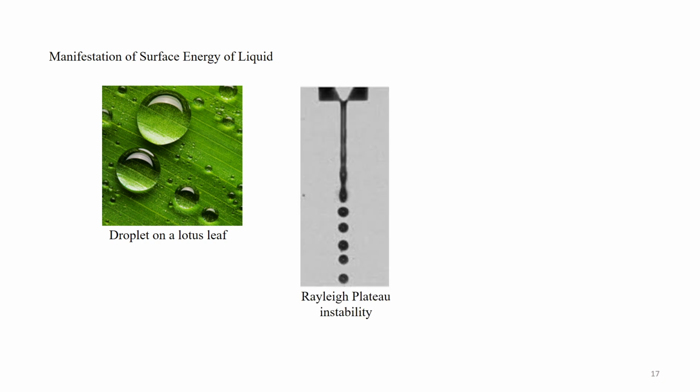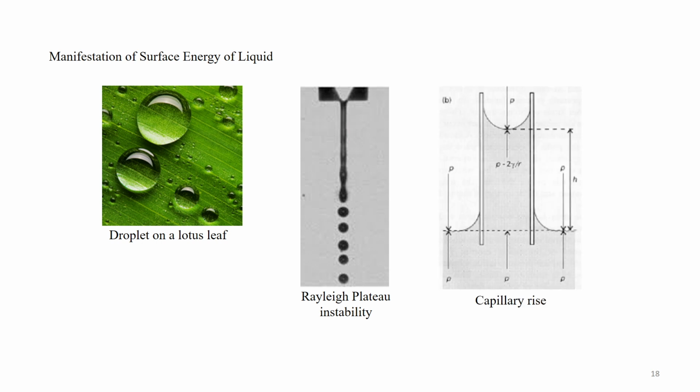Or we can see in a faucet the water that falls, and after some time it breaks into small drops. That also happens because of surface tension: the liquid jet becomes unstable and breaks up into liquid drops. This is called Rayleigh-Plateau instability. We can see the manifestation of surface tension there.